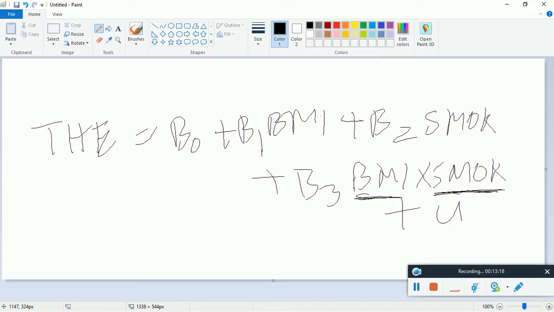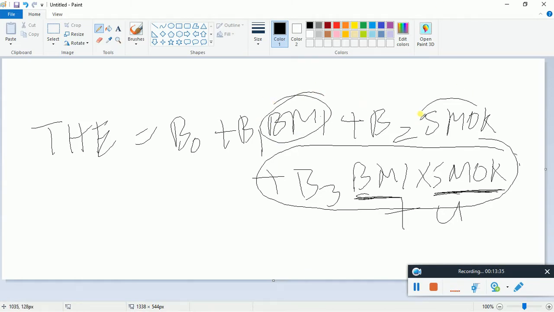Like if their obesity is more and also they're smoking at the same time, we can capture the cumulative effect of both of them together. Okay, it's like a snowball kind of effect. And also we can capture the individual ones, the individual effects and the joint effect.